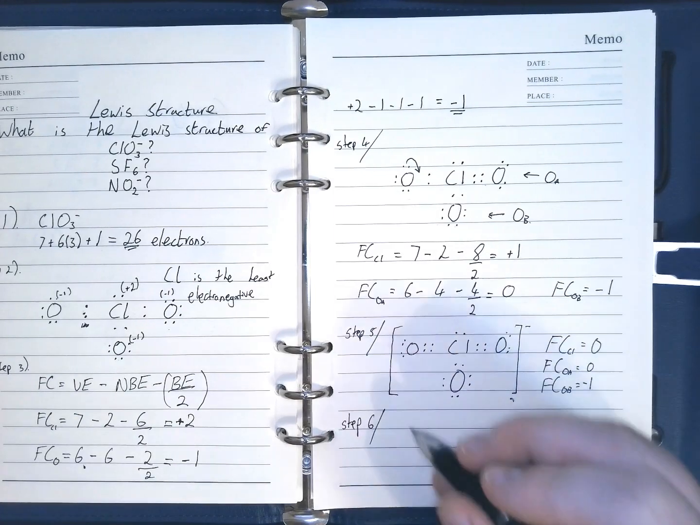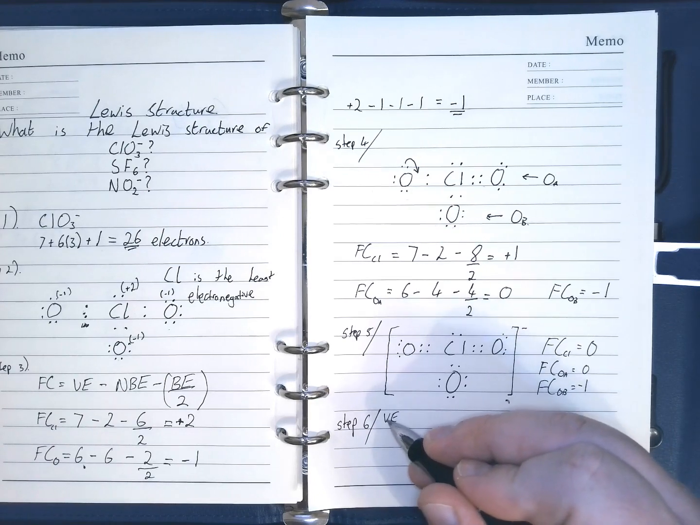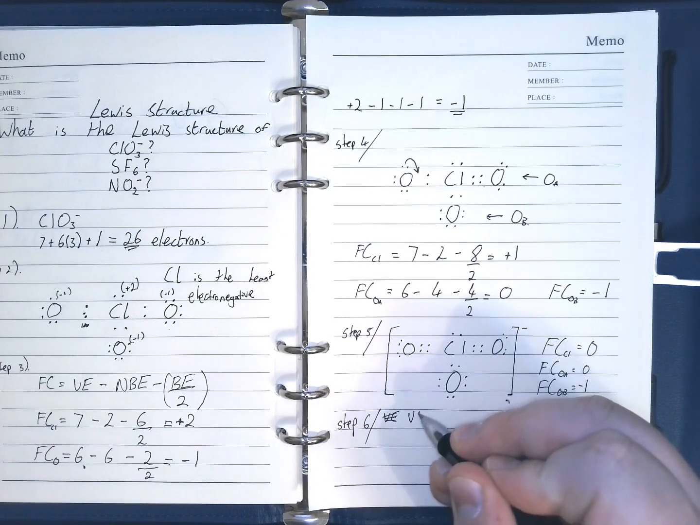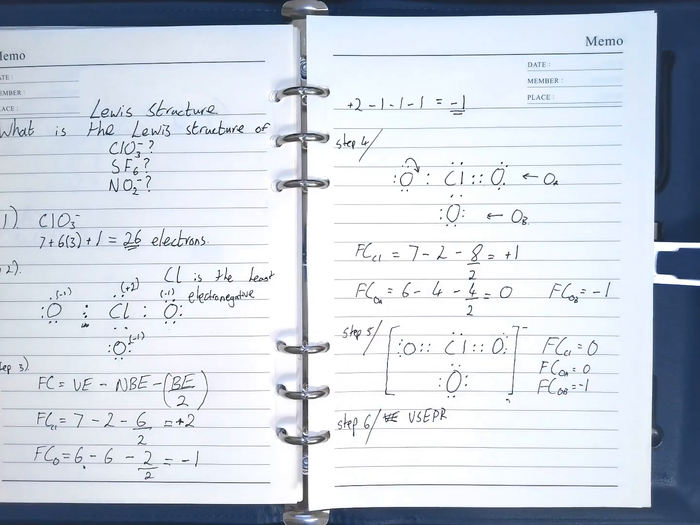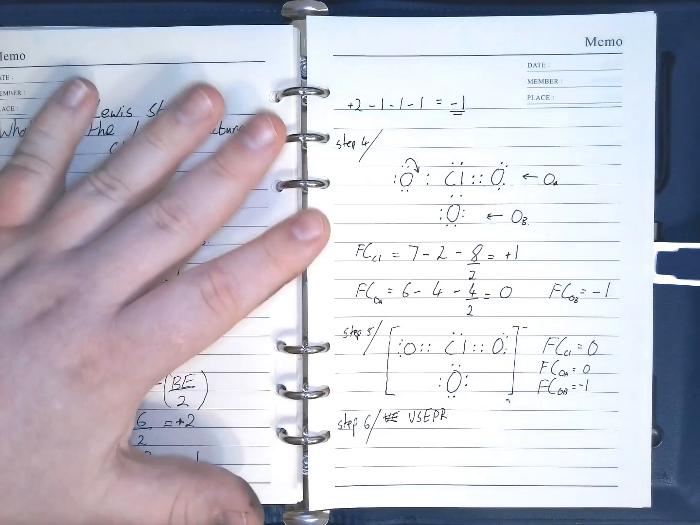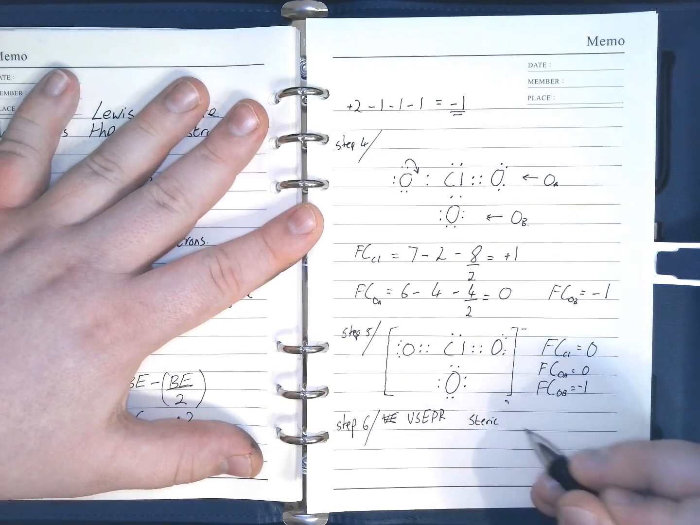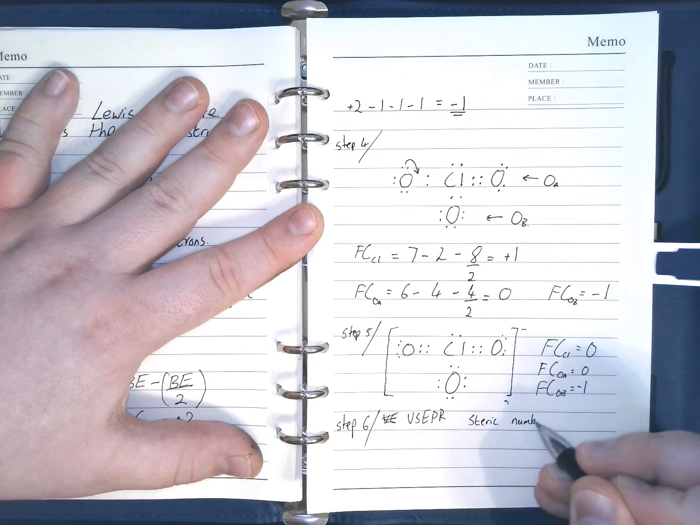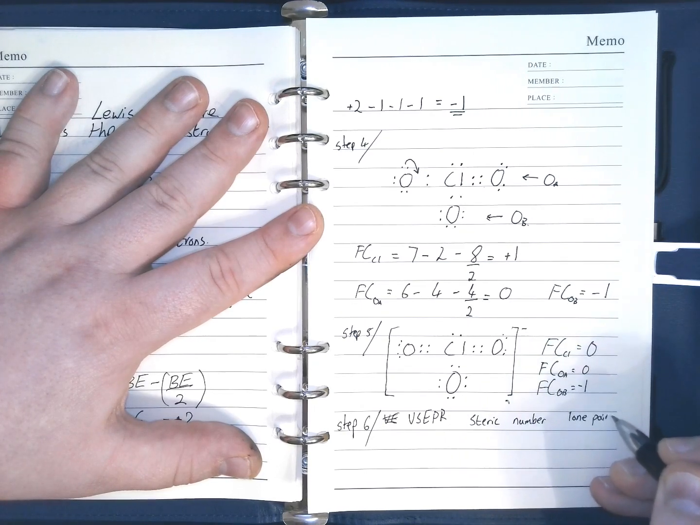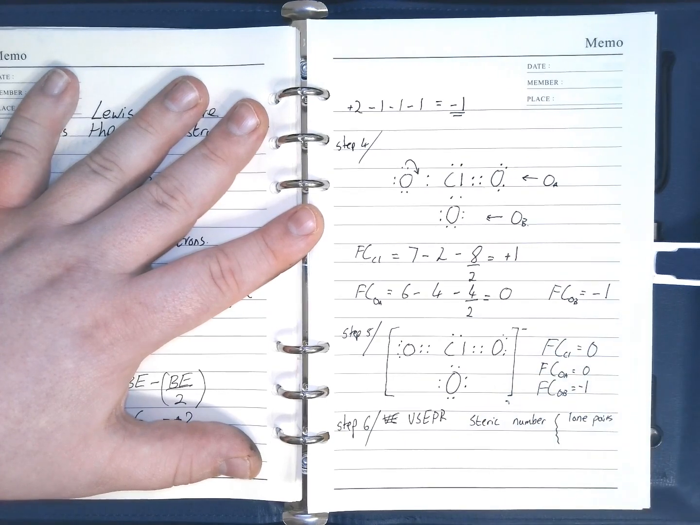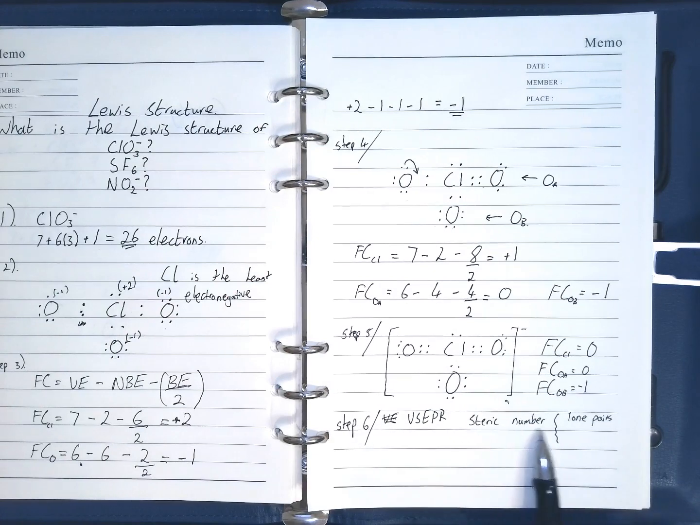VSEPR geometry. The valence, sorry, I spelled that wrong, valence shell electron pair repulsion geometry. Let's go through that. So first of all, we need to decide the steric number, and we need the lone pairs. I'm just going to do this quite small, but hopefully it's clear. So let's take a look at the steric number.